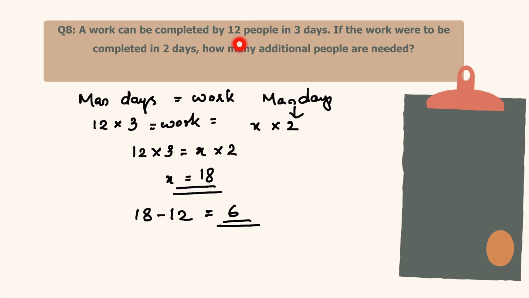12 people are already there, and they can complete it in 3 days. But we have to complete the work in 2 days. For that, we need 18 people. 18 people will do the work in 2 days. Extra how many people are needed? 18 minus 12 is 6 extra people are needed to complete it in 2 days.